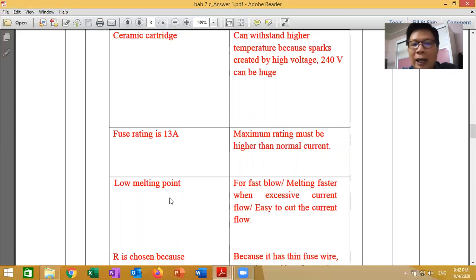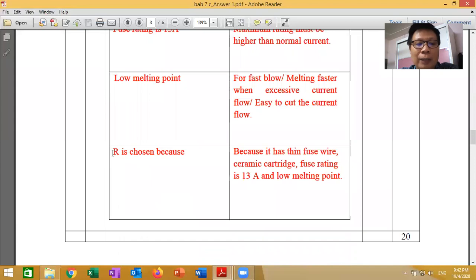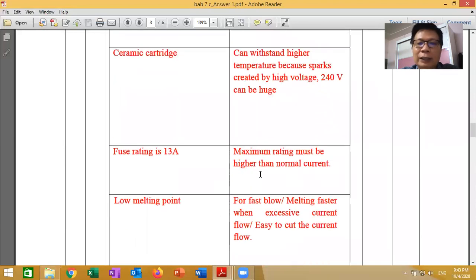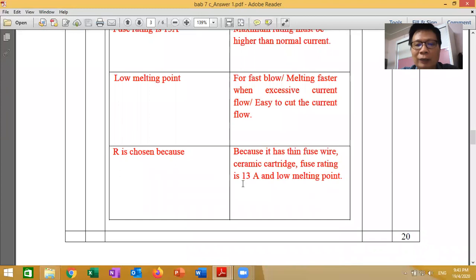Okay. Last, you make your choice and then give the reason again. So the best choice is R. R is chosen because you have to write all this again. It has thin fuse wire, which is ceramic cartridge, and then the rating is 13 ampere, and then the melting point is low. Okay, all these answers you can give, you get 2 marks, 10 marks.